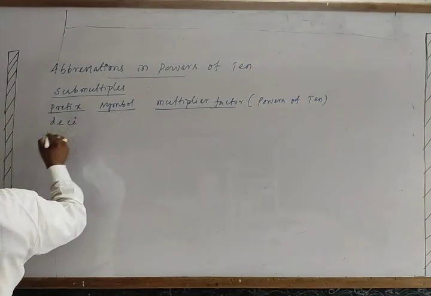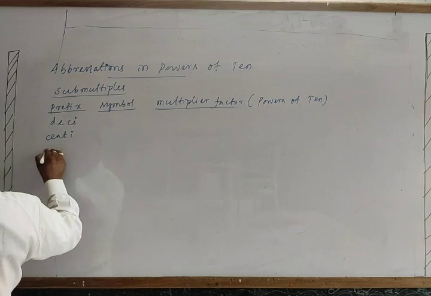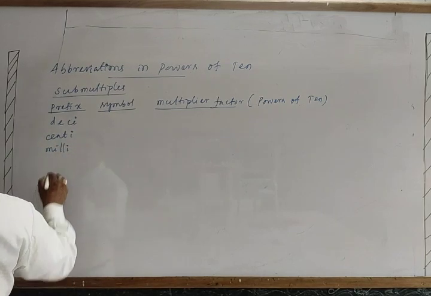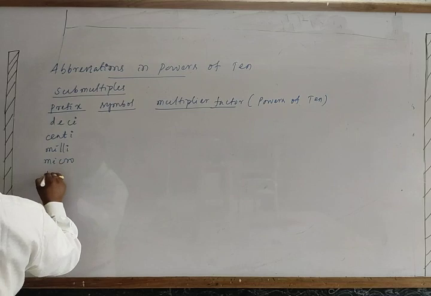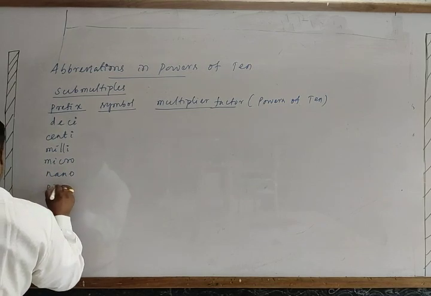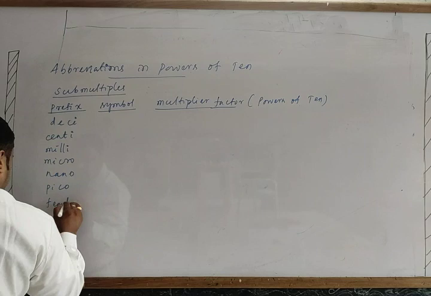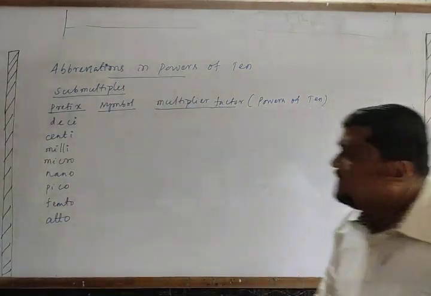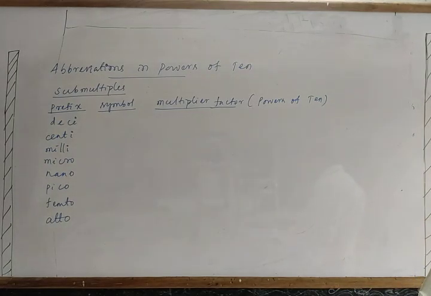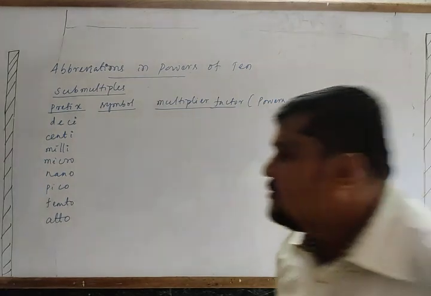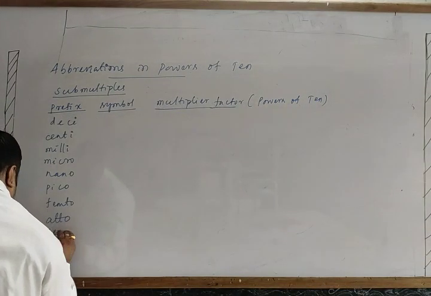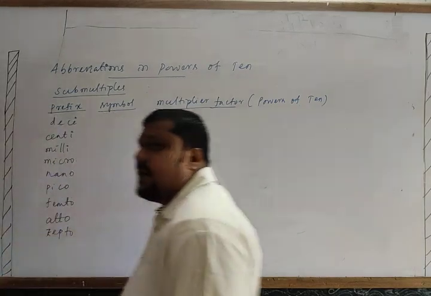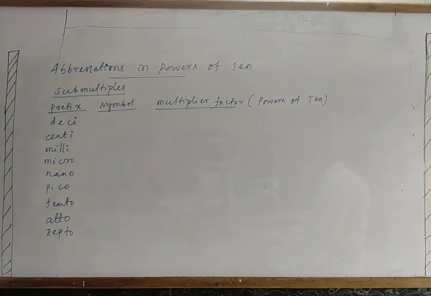What I am using, you will remember like this: deci, centi, milli, micro, nano, pico, femto, atto, zepto, right? So others can be used also. There is also called yocto.